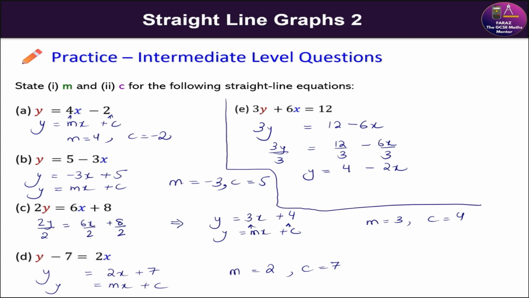Then we have to write negative 2x first and 4 after it. Negative 2x and then we have to write 4. Compare it with y equals mx plus c, which means that m is negative 2 and c equals 4.